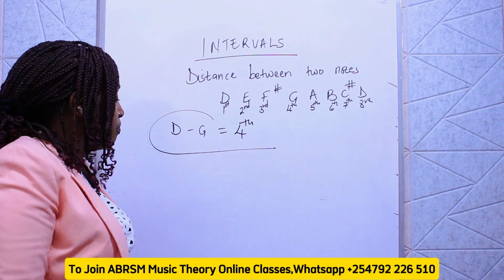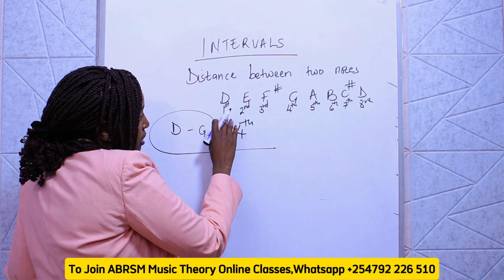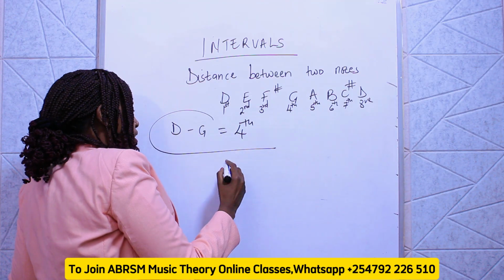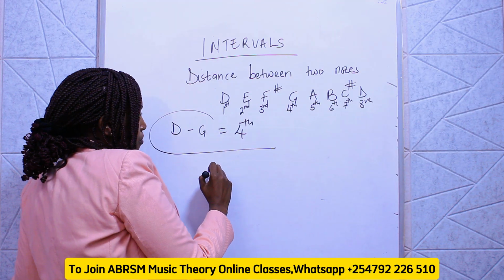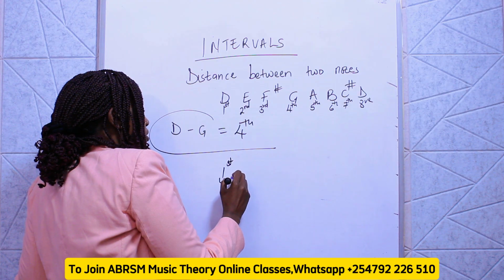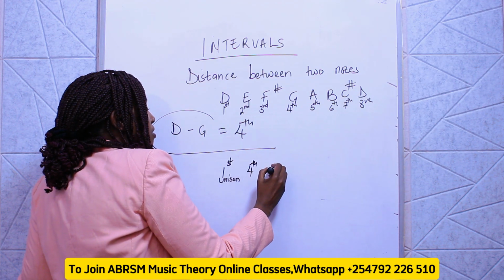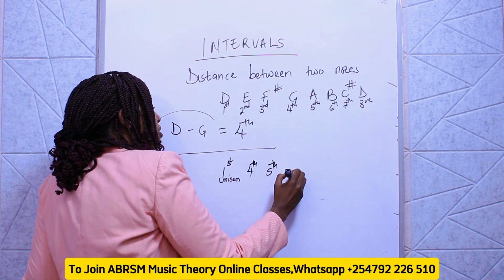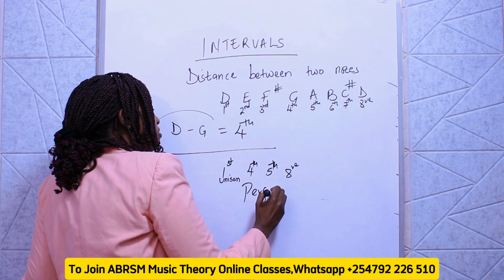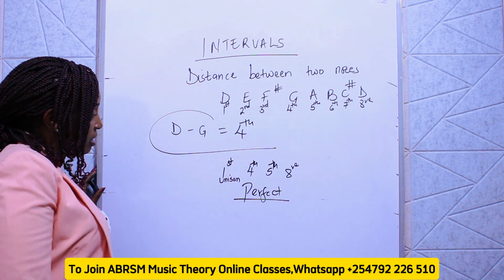So for the quality, you check the interval using the tones and semitones, but for a major scale, you can just take the first, which is unison, the fourth, the fifth, and the octave. All of them, call them perfect intervals.